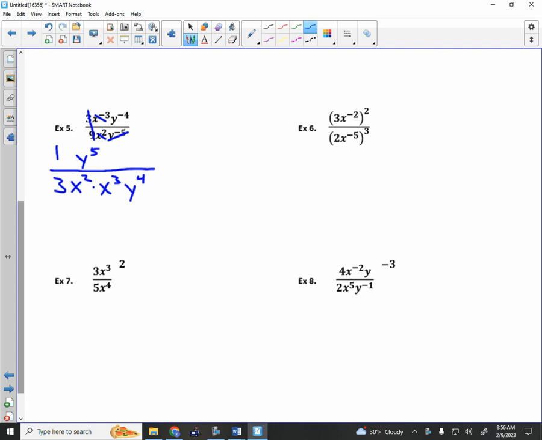So one strategy that people like to use is to move all the negative exponents first. Well, I've done that. If we deal with our y's, y to the fifth over y to the fourth is going to become just y to the first in the top. In the bottom, I have 3, and then x squared times x to the third is x to the fifth. So when you get negative exponents, move them.